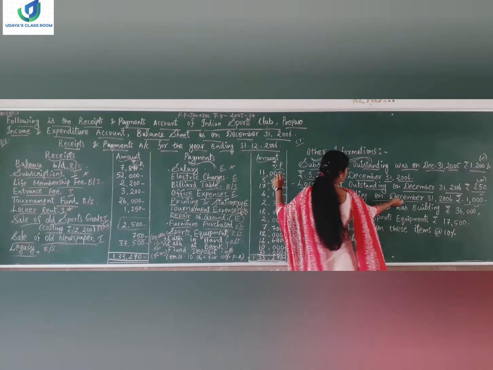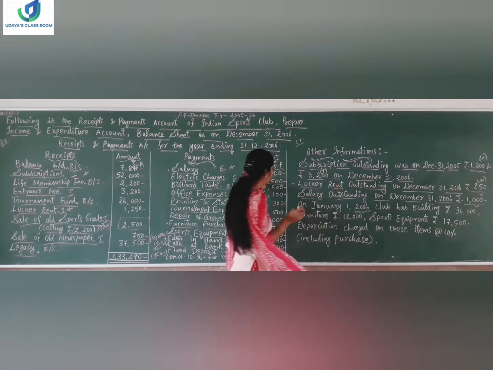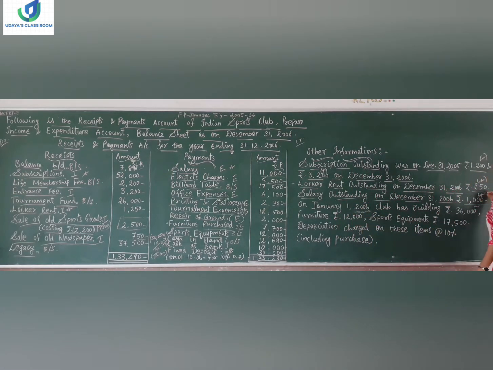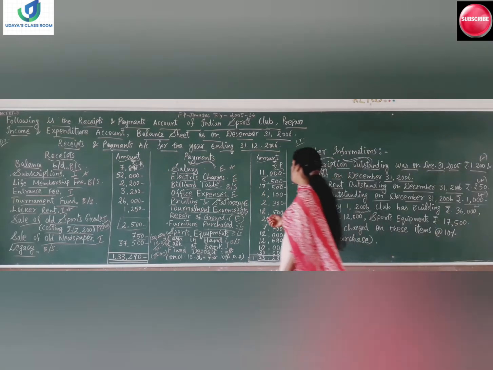So this is for the current year. So what we have to do? 11,000 plus outstanding salary 1,000. We have to add this 1,000. So this adjustment also over.